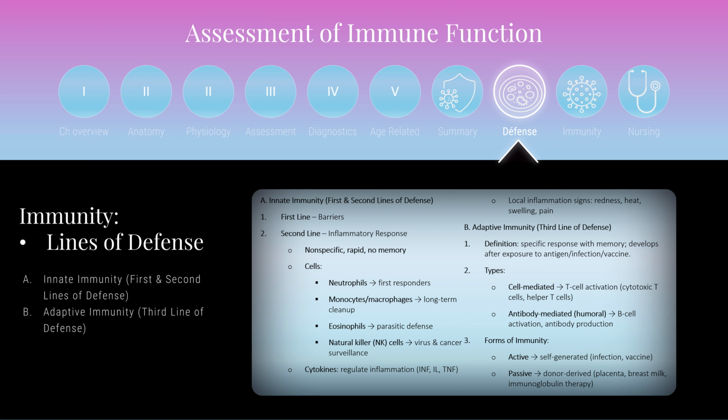Here are pretty much quiz questions. The first line is the barriers. What do we know about the barriers? They are physical: skin and the mucous membranes. They are also biochemical, like secretions, enzymes, pH, and normal flora. Genetic and physiologic, like specific resistance. We also have fever.